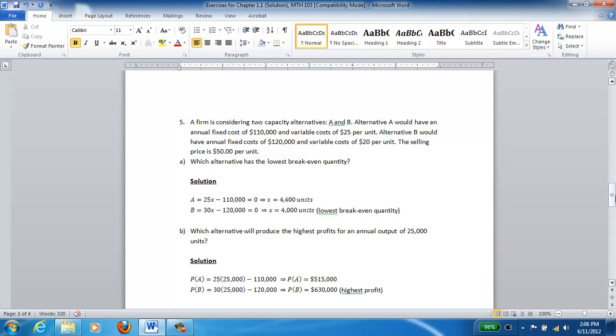Question B. Which alternative will produce the highest profits for an annual output of 25,000 units? Once again, we will consider both alternatives, profit of A and profit of B, for x equals 25,000 units. Substituting and calculating, we get a profit for alternative A of $515,000 and a profit for alternative B of $630,000, which will give us our highest profit.